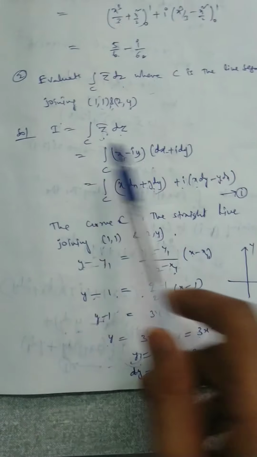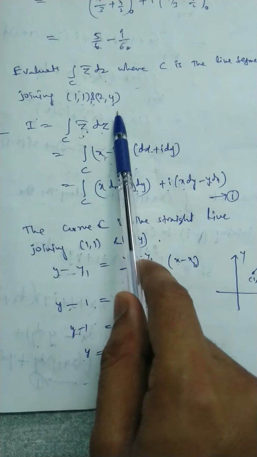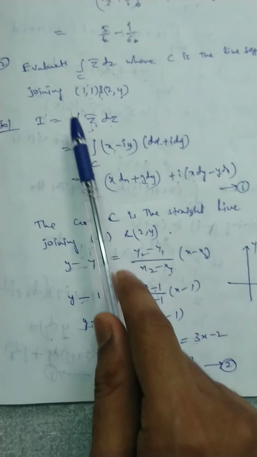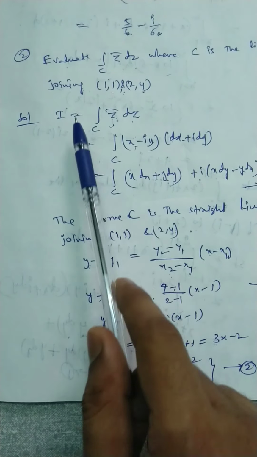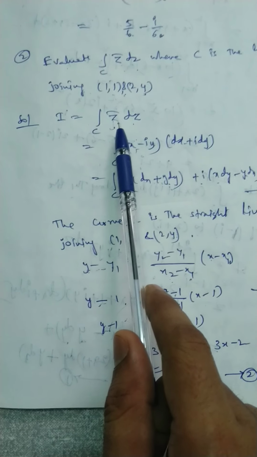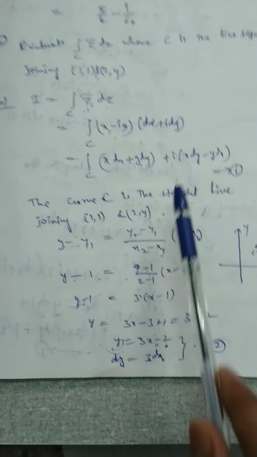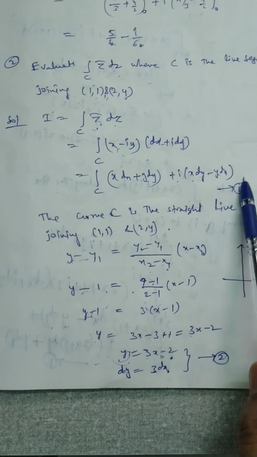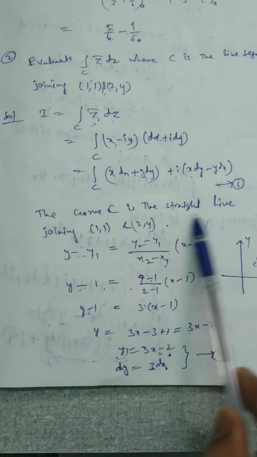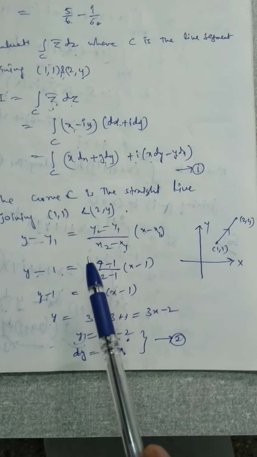Here you can see one more problem: evaluate the integral over c of z bar dz, where c is the line segment joining 1 comma 1 to 2 comma 4. We evaluate this problem in a similar manner to the previous one. Again we write z equals x plus iy, so the conjugate of z becomes x minus iy, and dz equals dx plus i dy. Simplifying that expression we get an equation involving x, y and dx, dy. Again the curve C is the straight line from 1 comma 1 to 2 comma 4. You can see the diagram beside this.